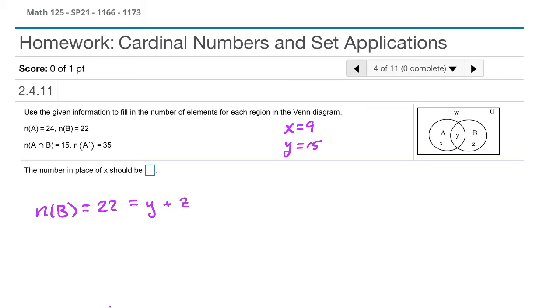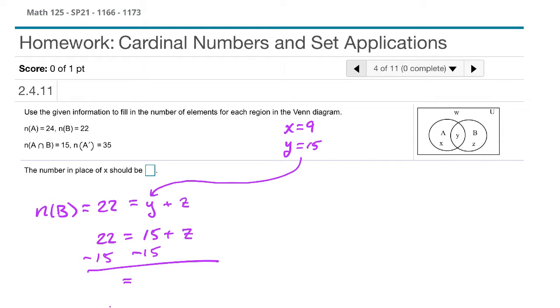Now, we already know what Y is. We know that Y is going to be 15. This gives us an equation, 22 is equal to 15 plus the value for Z. Just subtracting 15 on both sides, our 15s cancel, so we get a value of z of 7. And so we know x is going to be 9, y is 15, and z is going to be 7.